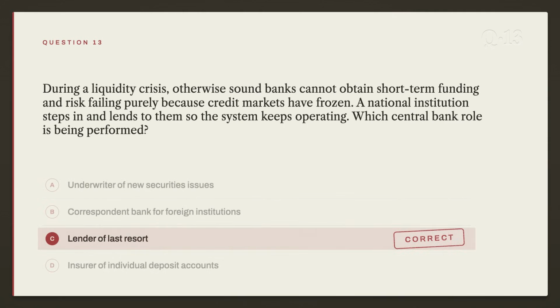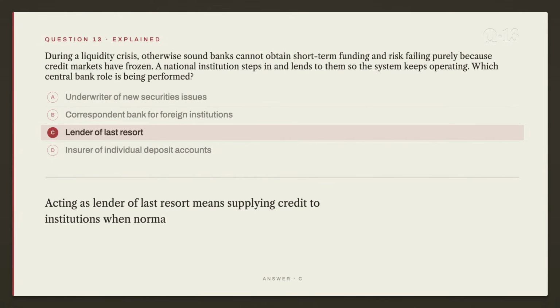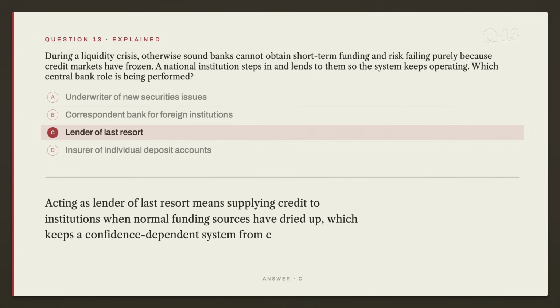The correct answer is C, lender of last resort. C is correct because acting as lender of last resort means supplying credit to institutions when normal funding sources have dried up, which keeps a confidence-dependent system from collapsing. The role sits alongside issuing currency, setting monetary policy, and supervising banks as a defining central bank function. The scenario describes that backstop precisely.